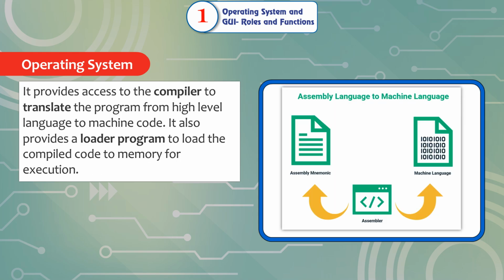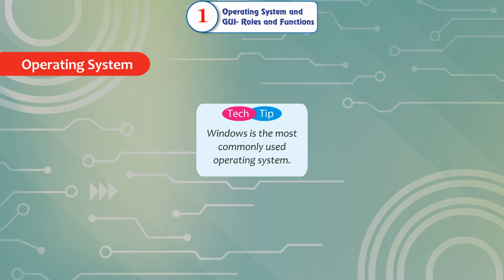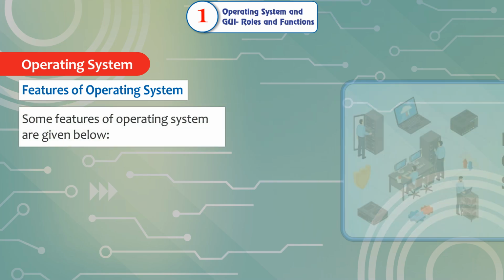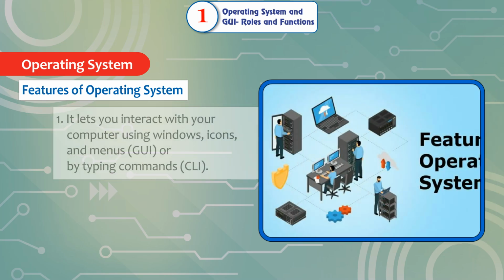It provides access to the compiler to translate the program from high-level language to machine code. It also provides a loader program to load the compiled code to memory for execution. Tech tip: Windows is the most commonly used operating system. Features of operating system. Some features of operating system are given below.